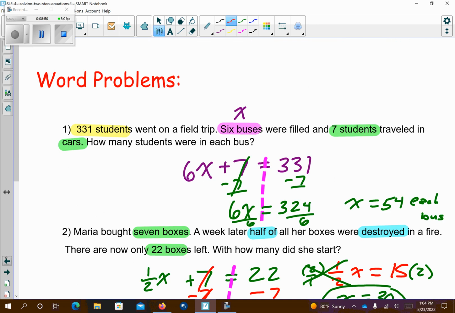Okay, so your homework will be, what page are we on? Looks like pages 15 and 16. Pages 15 and 16 are homework. So get that done, okay?